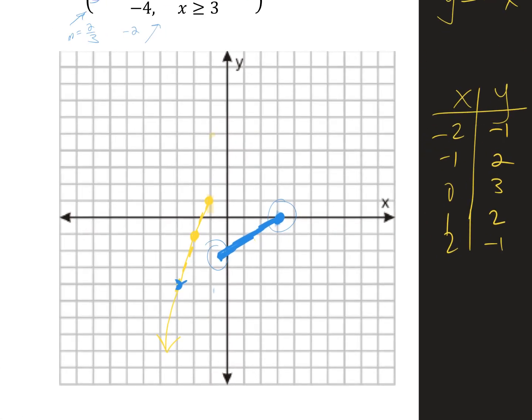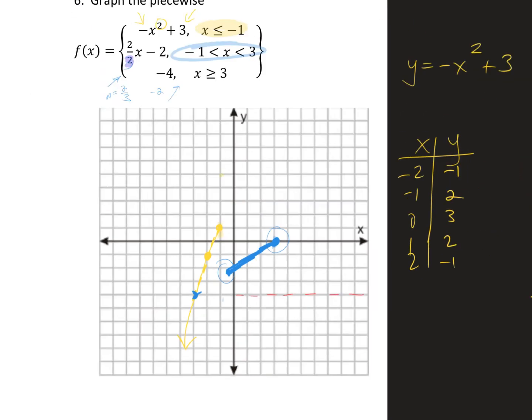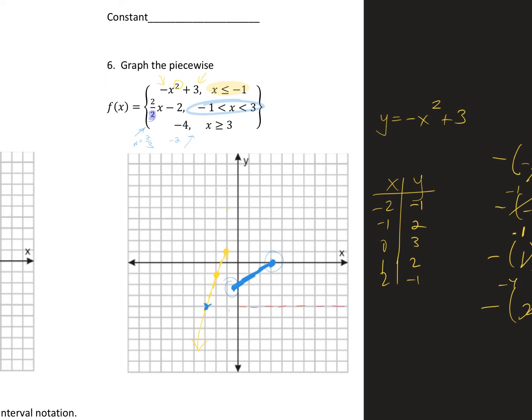It's a horizontal line. Good, Jack. Good, Marissa. At -4. 1, 2, 3, 4. It's right here. These are the easy ones, guys. Where do I want to keep the stuff? Where do I want to erase the stuff?